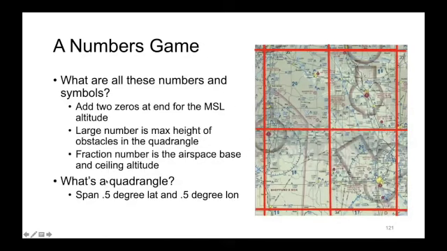Again, it's a numbers game, adding the 2 zeros to MSL, but here are the quadrangles. I'm going to go back and let you look at where the red line is. This is 34 degrees here. This would be 34.30. Then this line would be 35. That's your latitude: 35 top right, 34 here. So think of latitude as ladder rungs, and you go up.